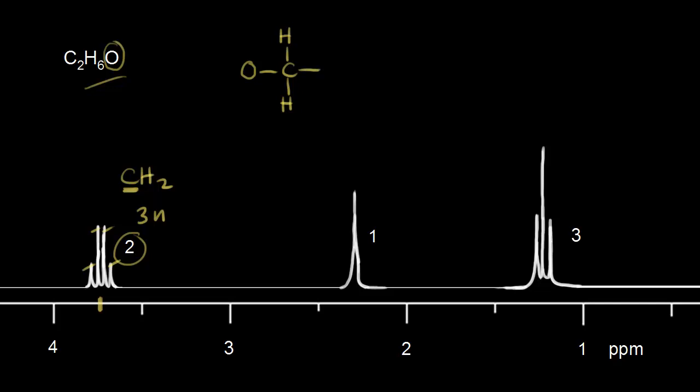So the oxygen is more electronegative than carbon. The oxygen is withdrawing some electron density from these two protons and giving us a higher value for the chemical shift. All right, so the signal for these two protons in magenta is right here.